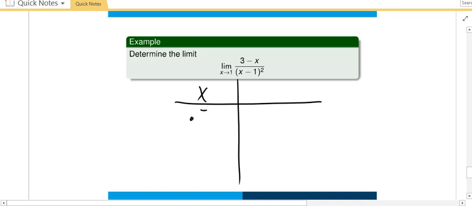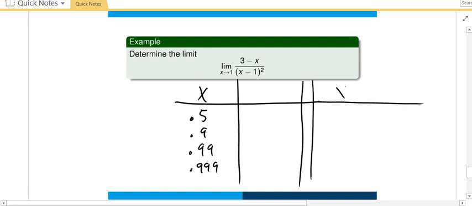I'll start the same way we've started before. We start looking at values here and see what happens. So here I've got what's happening on the left, and then maybe I'll make a similar table for what's happening as we approach from the right.